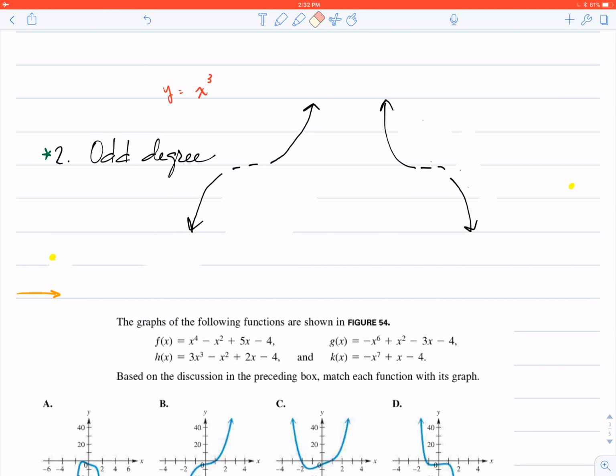So for all odd degrees, whether it's a cubed or a 5th degree, a 7th degree, etc., if my graph starts down low and ends up high as we move from left to right, then this is going to have a leading coefficient that's positive. It is overall uphill. If my graph is overall downhill, then this one has a leading coefficient that is going to be negative. It starts at the top, it ends at the bottom as I move from left to right.